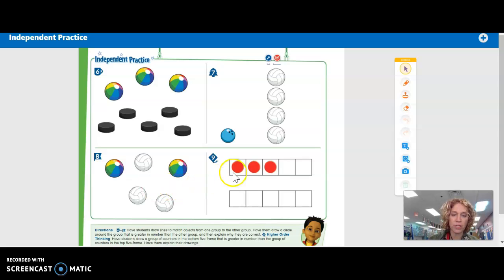What you need to do is take a look at how many are in this 5 frame. You have to count how many there are, and then you need to make a greater amount in this one. So greater amount means what? If it's greater than, it means it has to be more. So you have to have more counters in that 5 frame than the one above.